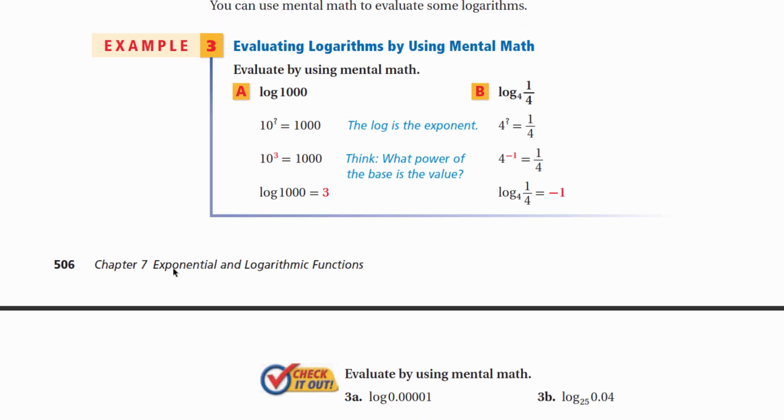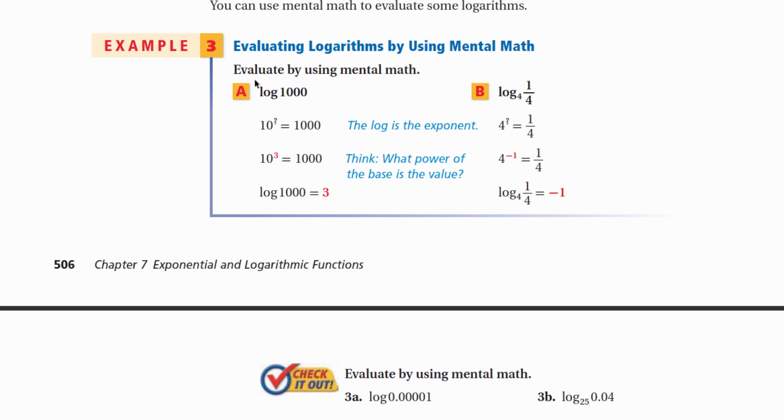Example 3, evaluating logarithms by using mental math. Here I have log of 1,000. Again, if there is no base written, I may assume that the base is 10. So the question here is, 10 to what power is 1,000? Well, 10 to the third power is 1,000.